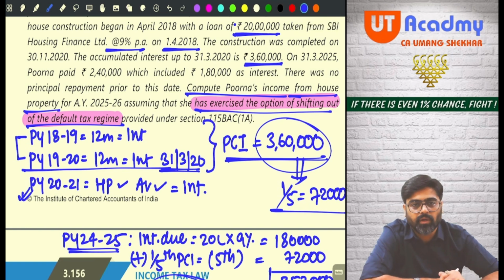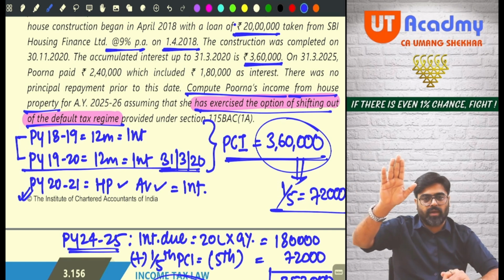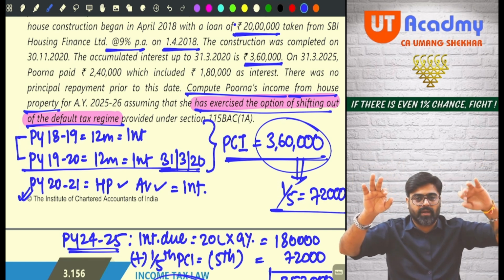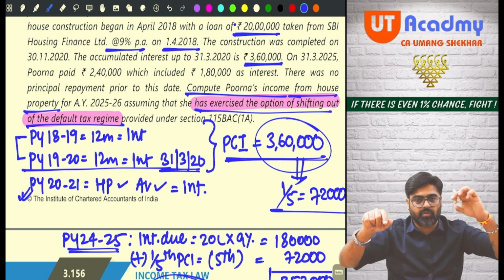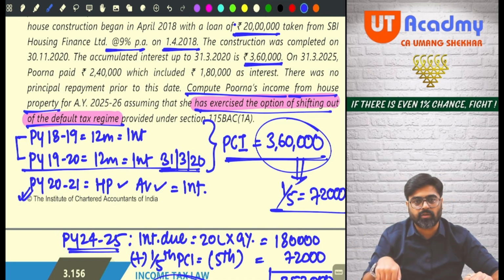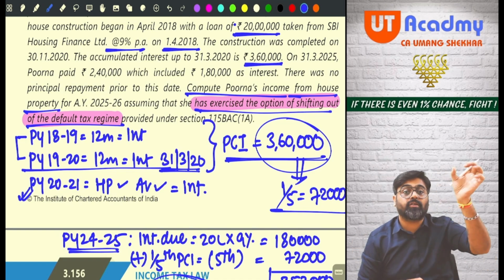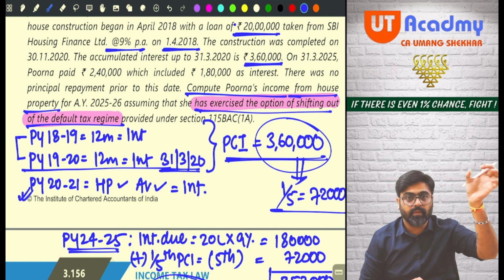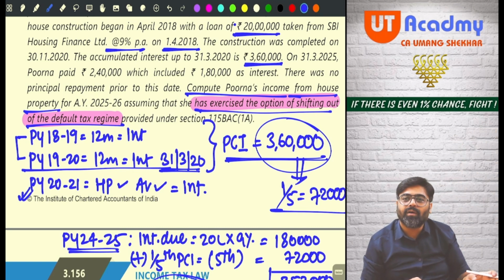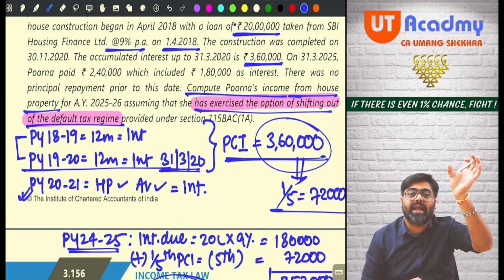How will you compute? You will write the name of the assessee Purna, status individual ROR, then PAN dash, previous year 24-25, assessment year 25-26, computation of income under the head house property, particulars, and in the column you will write Purna's SOP at Bangalore. For this SOP you are calculating, no? So in the heading you will write SOP at Bangalore.